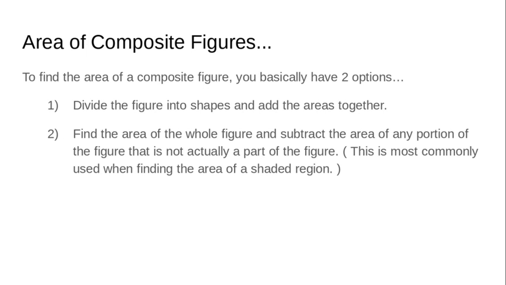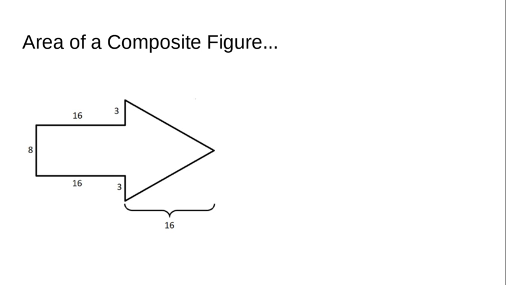The one we're going to focus on a little bit more today is number 2, to find the area of the whole figure, assuming it was all there, and then subtract out the area of any portion that's not actually a part of the figure. This is very commonly used when you're trying to find the area of a shaded region, which is a very frequent test question, not like my test, but standardized tests, the ACT, the SAT, the PSAT, those types of things are where you're going to see a lot of shaded region questions.